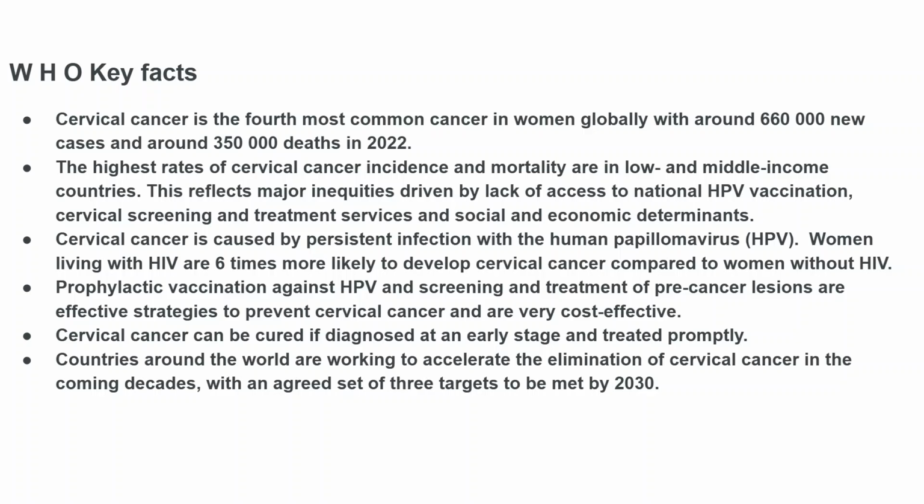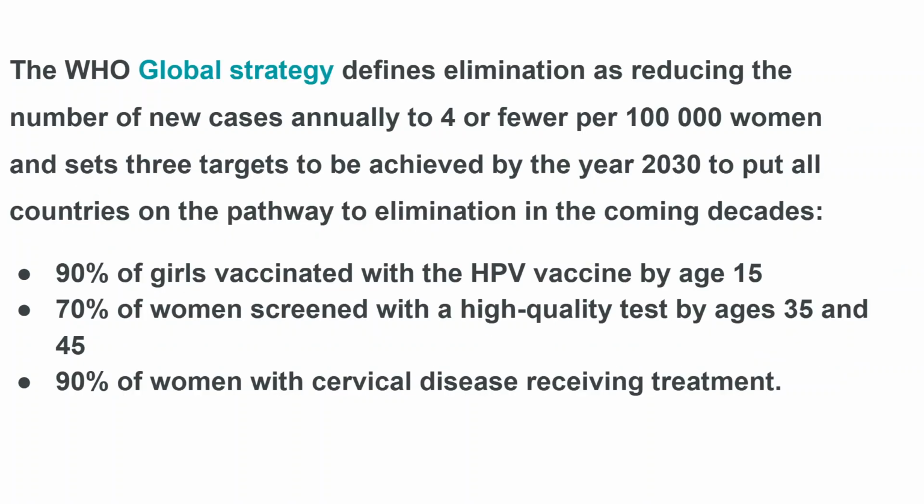Countries around the world are working to accelerate elimination of cervical cancer in the coming decades, with an agreed set of 3 targets to be met by 2030. And the target is just 4 patients per year. That would be the target. The global strategy of the WHO is elimination, reducing the number of new cases annually to 4 or fewer per 1 lakh women, and it sets 3 targets to be achieved by the year 2030.